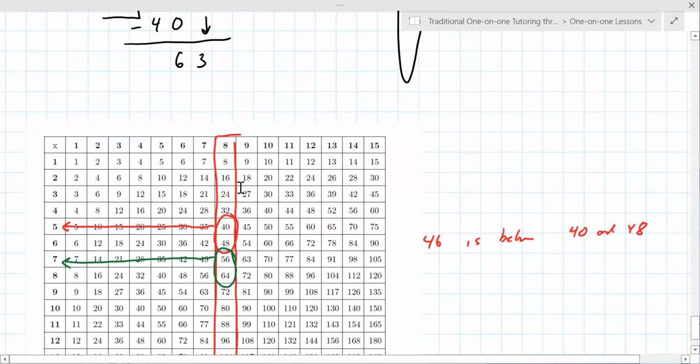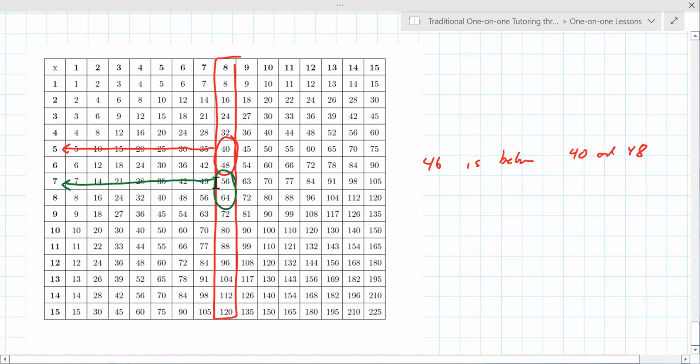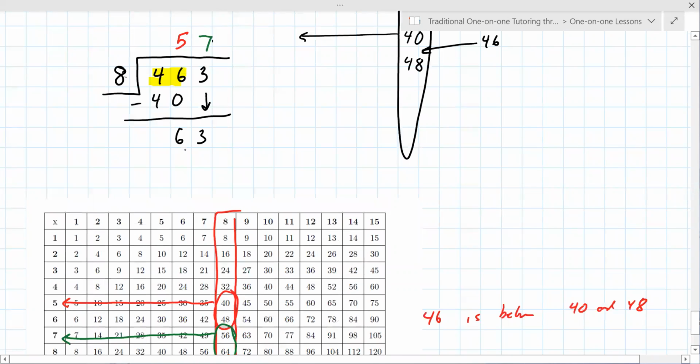So again, notice 7 times 8 is in your table. The answer is already there. Or 8 times 7, it's already there. It's 56. So 56, and then you subtract. Can you subtract those for me, please? Seven. So it's a remainder of 7. Perfect.